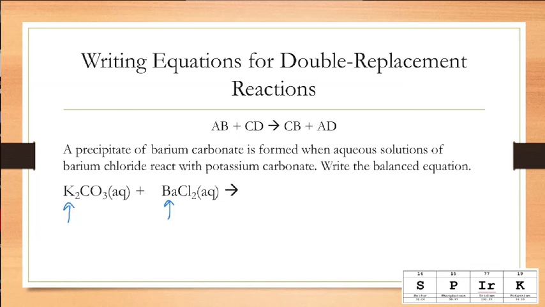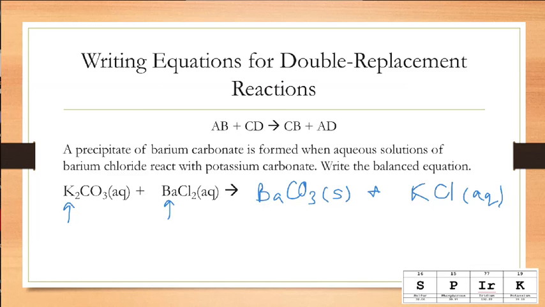And we know from our problem up top that barium carbonate is a precipitate that is formed. So let's write these out. We're going to swap potassium and barium. So BaCO3, because barium is a 2 plus and carbonate is a 2 minus. And this is a solid because it tells us that it's a precipitate. And then we have KCl, which is going to be aqueous.